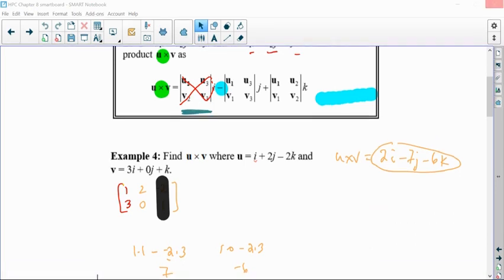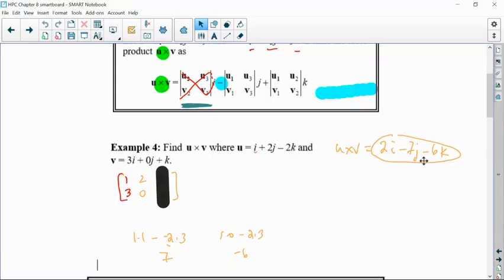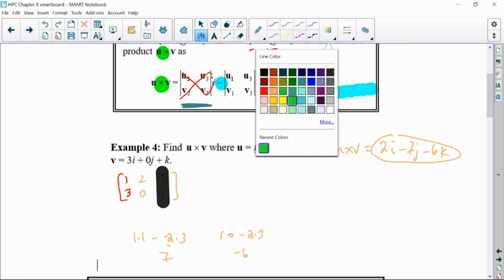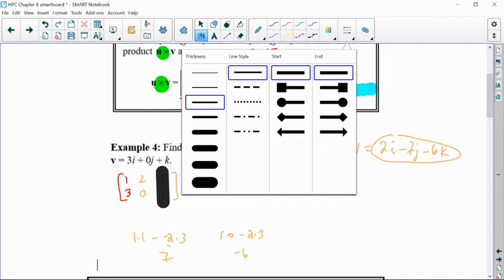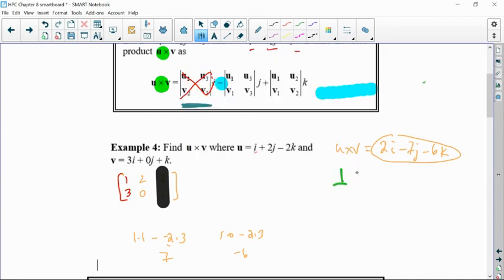So, where I last left off, we found this vector, 2i minus 7j minus 6k. And it is a vector. One of the applications of that vector is that if done correctly, the cross product, which we just found, and remember the cross product is a vector, will be a vector that's perpendicular. So there you go. It's perpendicular to both given vectors.